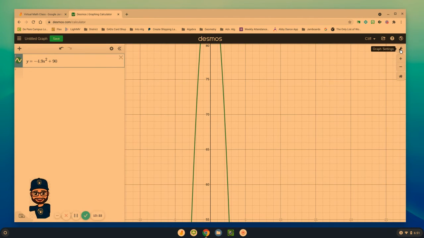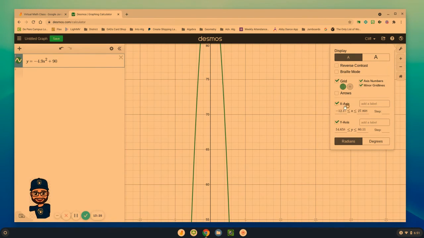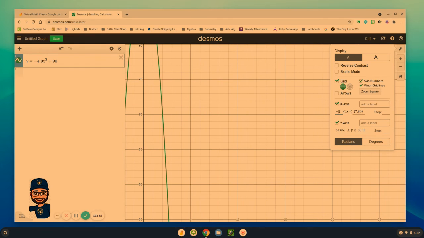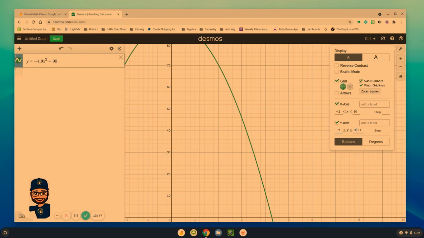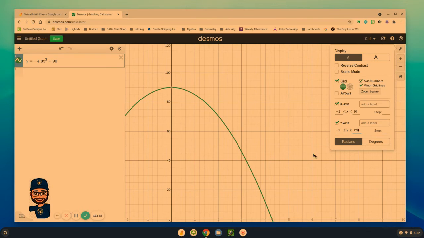And I'm going to go back up to this wrench, and I'm going to change my windows. The x-axis, I'm going to set equal to, let's go negative 2, all the way up to, let's just look at up to 10 seconds. And then my y-axis, let's go from negative 2 all the way up to, it looks like we might have to go to like 120 maybe. So by changing the window, you can see what's happening.